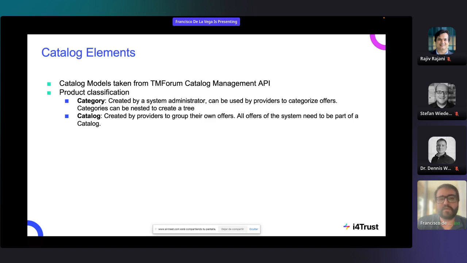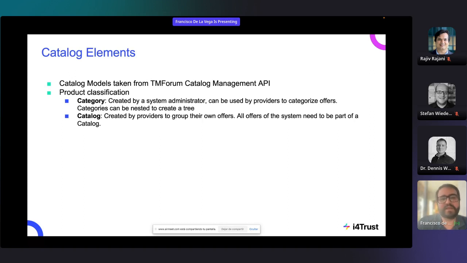On the one hand, we have categories. The categories are created by the system administrator. So all the providers in the system are going to have the same category list. And when you create your offer, you are able to choose in what categories your offer is. The idea is that when you access the marketplace page, you are able to search by category and, well, you can group the offers by category and discover which are better for you. In addition to this, there is another way of classifying the different offers published in the system, which are the catalogs.